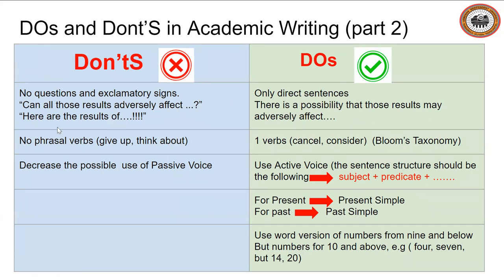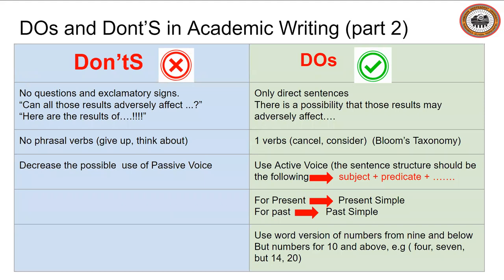And also here are the results of, and then having different exclamatory signs. No, forget about it. But from time to time, my students ask why that happens, like why do we need to have research questions in our academic manuscripts and how can we get rid of the questions. Guys, if it's a research question, you can keep it. There is no rule that a research question should be made into a direct sentence. You can keep your research questions.